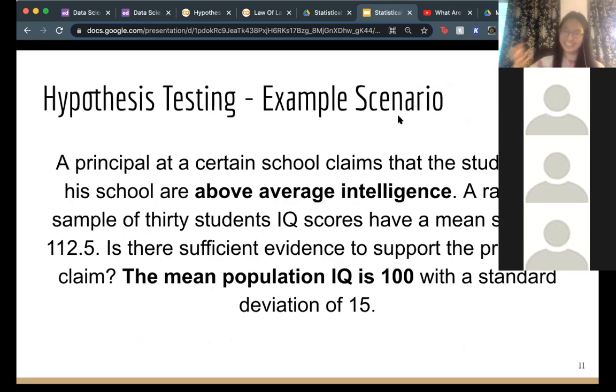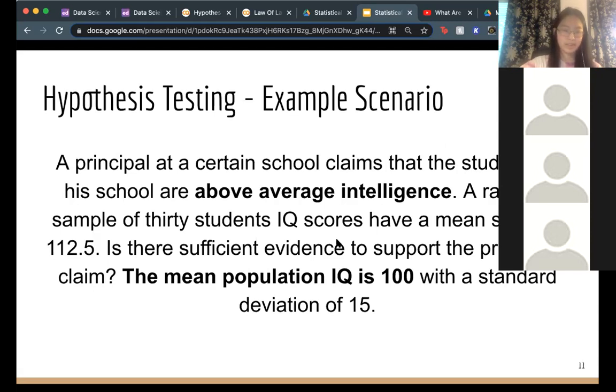Here's an example. I think I was very off with the 10 and 50, whatever I was doing, but here's a better example. Your school thinks that your kids are smart. They're above average intelligence. So you sampled 30 random students, got a mean of 112.5, and the population mean is 100. In America, 100 is the general IQ level. And by some miracle, the standard deviation of the population is 15. This is a special case, and I'll explain why in a minute.